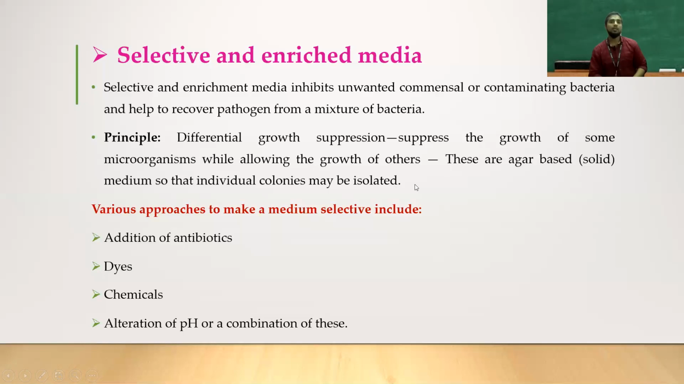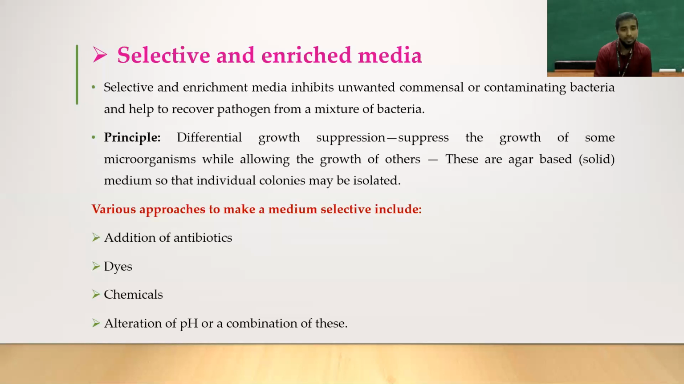So basically, the nutrient medium will be solid, and upon adding selective compounds that kill all other microorganisms except the one I need, what I need will be retained there. That will grow and form different colonies. Based on it, I can isolate it.